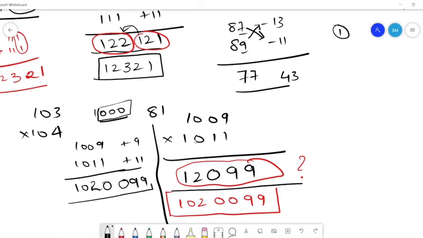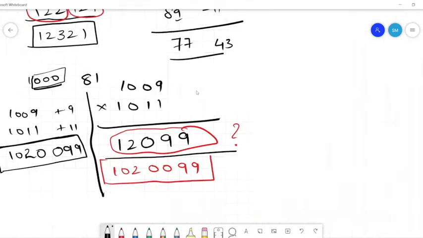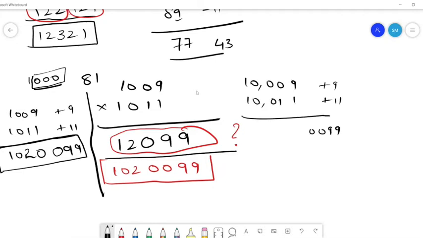Check if it is working for 4 zeros and 5 zeros. It will work. Suppose for the same example, instead of 1009 times 1011, let's take 10,009 and 10,011. The same 99, but you need to add 2 zeros in front because 10,000 has 4 zeros. 11 times 9 is 99, with 4 zeros. Now you can do the diagonal sum of 10,011 plus 9 or 10,009 plus 11. Both will give the same answer. Check it out, it will work.